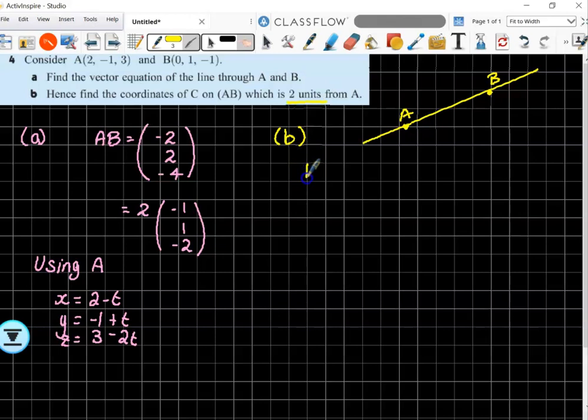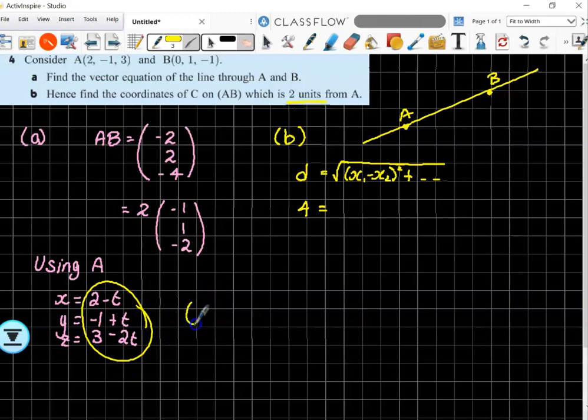I'm just going with the distance formula, using x1 take x2 squared plus y1 take y2 squared, etc. So that would mean 2 squared, because I'm going to now go distance squared, so that would be 4 equals. Now, any point on that line is this. Would you agree? So any point would be 2 take t, minus 1 plus t, and 3 take 2t. Agreed? Now because we're saying that it's that distance from A, then we're going to say this take away A.